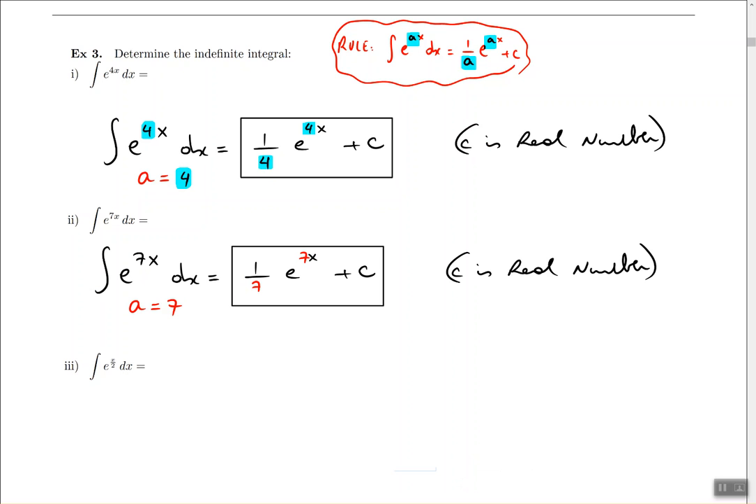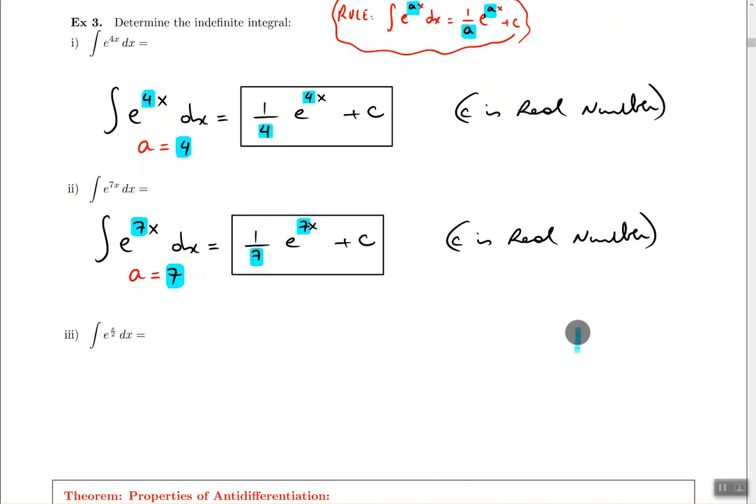Okay, did you end up with 1 over 7 e to the power of 7x plus c for the middle one? I hope you did. If not, then double check what you did wrong. Basically, identify what the a is. Whenever you have a base e with an exponent, the a is going to be the number in front of the x, which in this case is 7. Just write it on the denominator once and write it once in the power, and you're basically finished. That's how it's going to work.